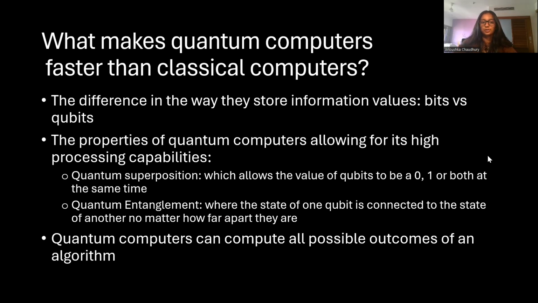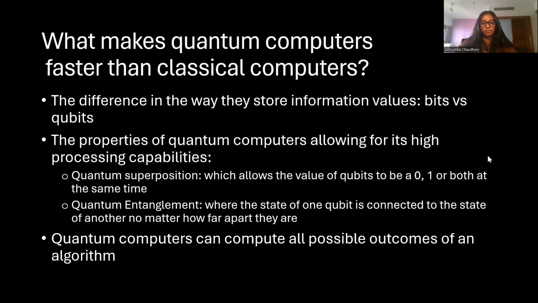These computers also make use of quantum entanglement, where the state of one qubit is directly connected to the state of another, no matter how far apart they are. So thanks to superposition and entanglement, qubits can exist in multiple states simultaneously. Therefore, quantum computers have the potential to perform computations in parallel, which contributes to their incredibly fast processing capabilities.